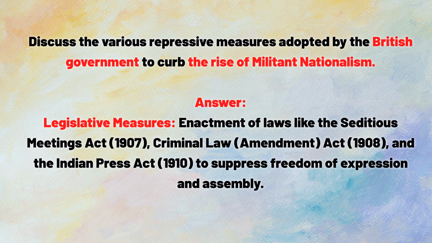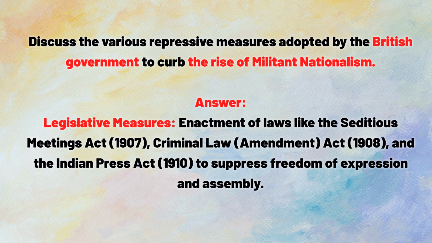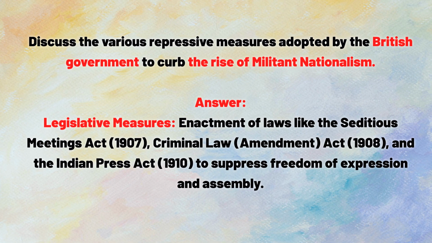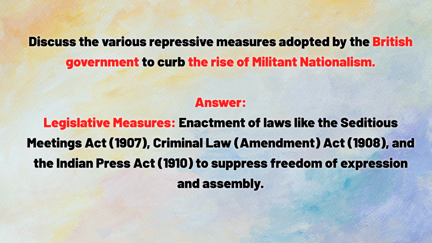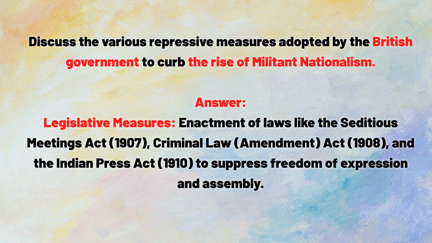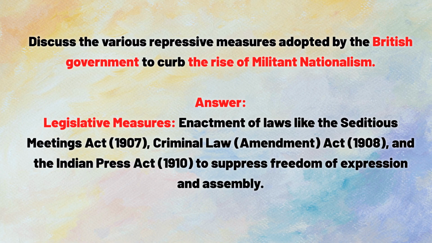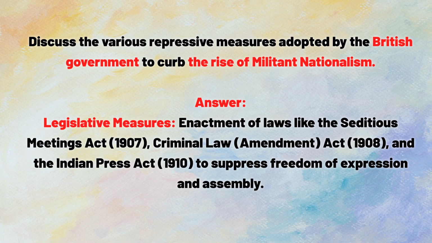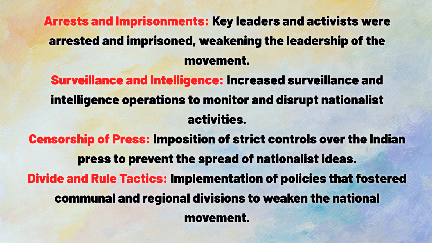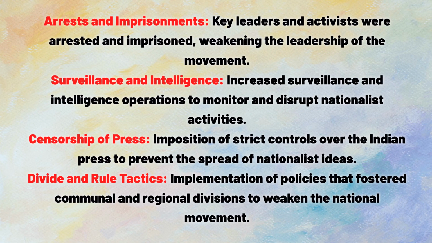Answer: Legislative measures. Enactment of laws like the Seditious Meetings Act, 1907, Criminal Law Amendment Act, 1908, and the Indian Press Act, 1910, to suppress freedom of expression and assembly. Arrests and imprisonments. Key leaders and activists were arrested and imprisoned, weakening the leadership of the movement.